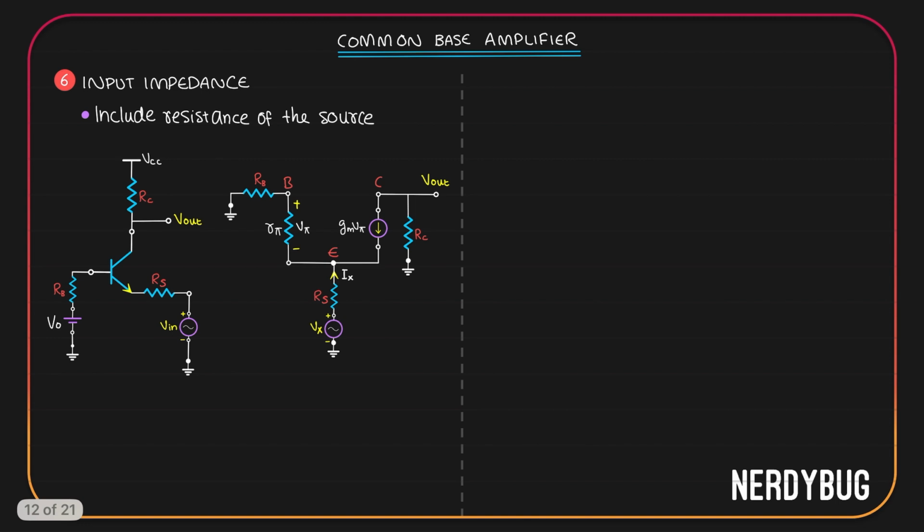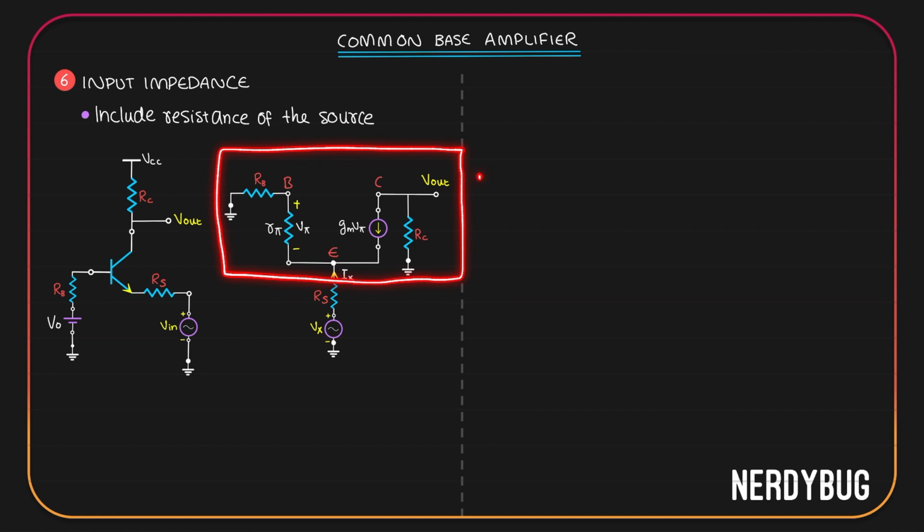Let us see what will be the input impedance if the resistance of the source is also included. I have added Rs in the circuit. In the small signal model also we have Rs. This is actually pretty simple to find out because we already found the input impedance when Rs is not included. According to what we learned, this much of the circuit model is equivalent to a resistance of 1 by Gm plus Rb by beta plus 1. So we can model this entire thing in a much simpler way like this.